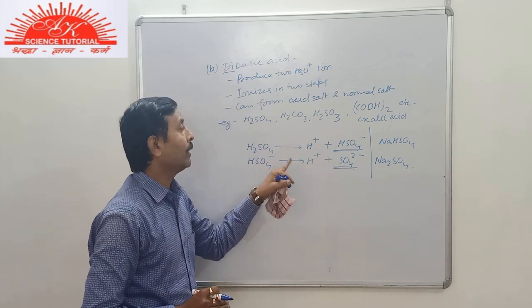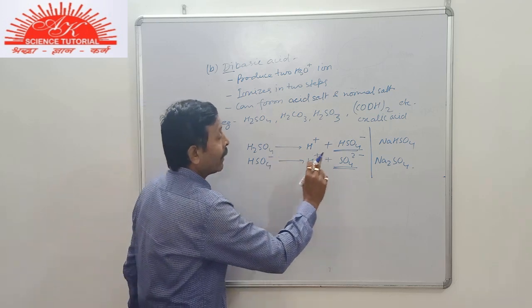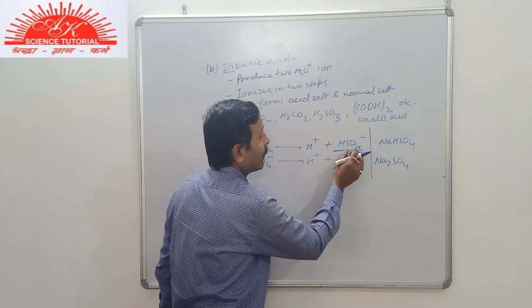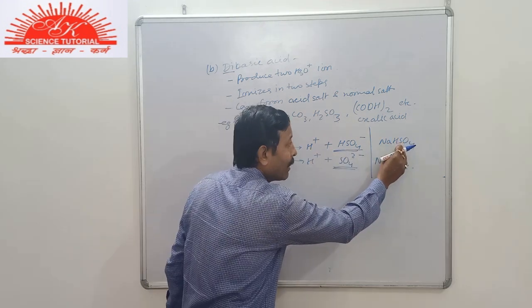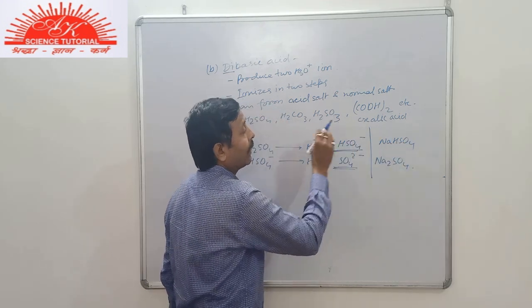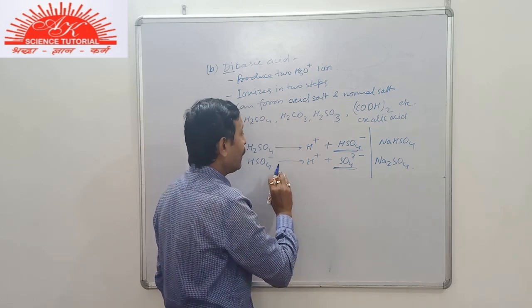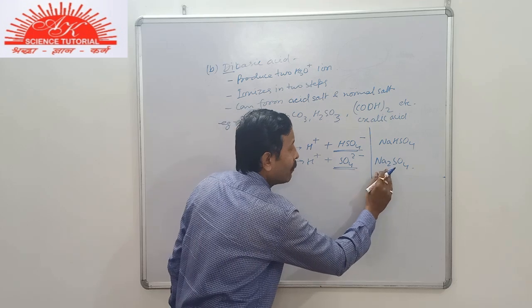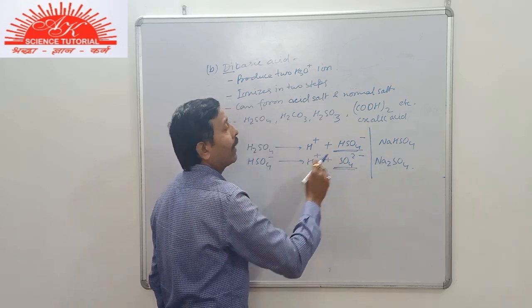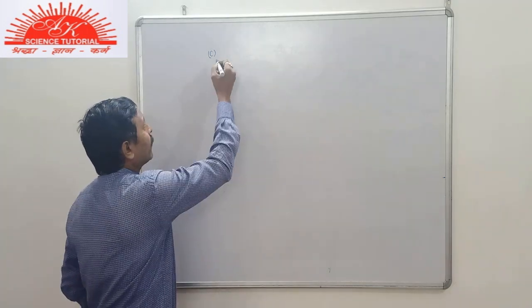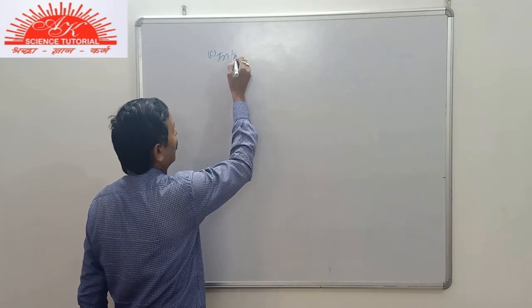So it ionizes in 2 steps. Here, if there is incomplete neutralization, it will produce sodium bisulfate salt by partial neutralization with sodium hydroxide. And if there is complete neutralization, it will give Na2SO4, which is the normal salt. Next classification, that is tribasic acid.